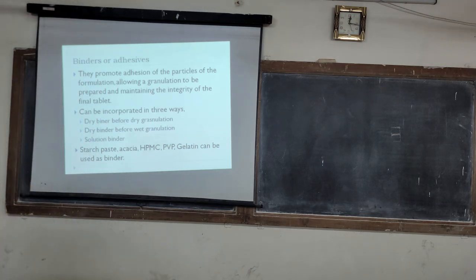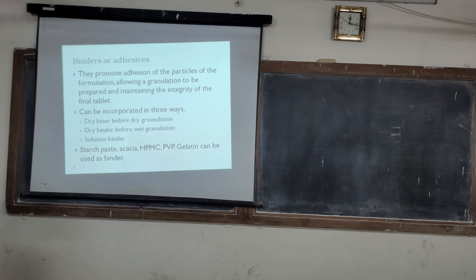When we are going for wet granulation, we can incorporate the binder in two different manners. First, as a dry binder before wet granulation. So in that manner, we are incorporating binder with all the ingredients. We are mixing it with all the ingredients, and then we spray the granulating agent. The granulating agent will activate the binders and lead to preparation of granules.